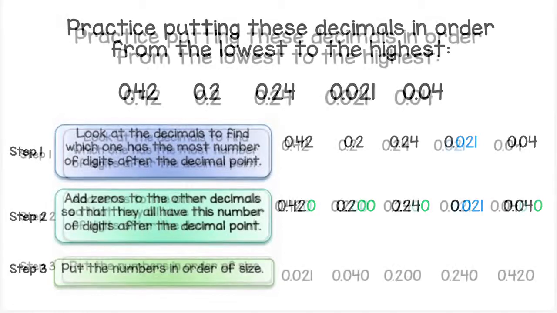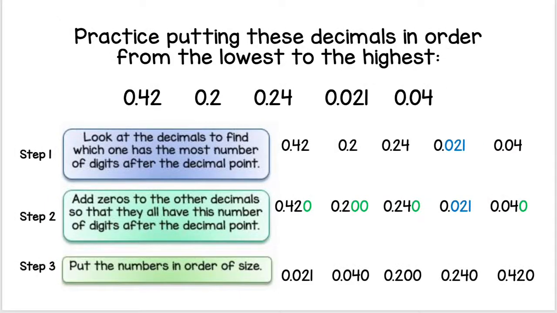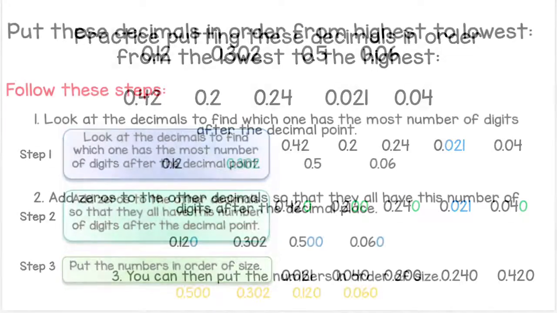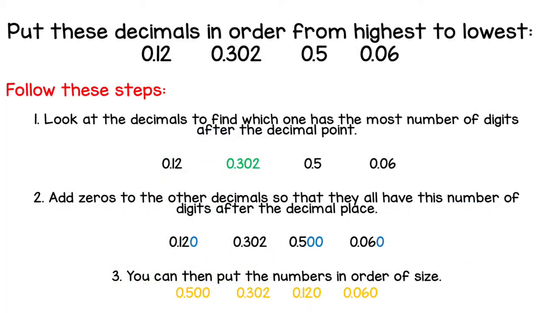And then you can just put them in order, depending on what the question has asked you to do. As long as you're following those 3 simple steps, you should find it straightforward to be able to compare decimals. You just need to make sure you're looking at the furthest column on the left to be able to compare them. Good luck!